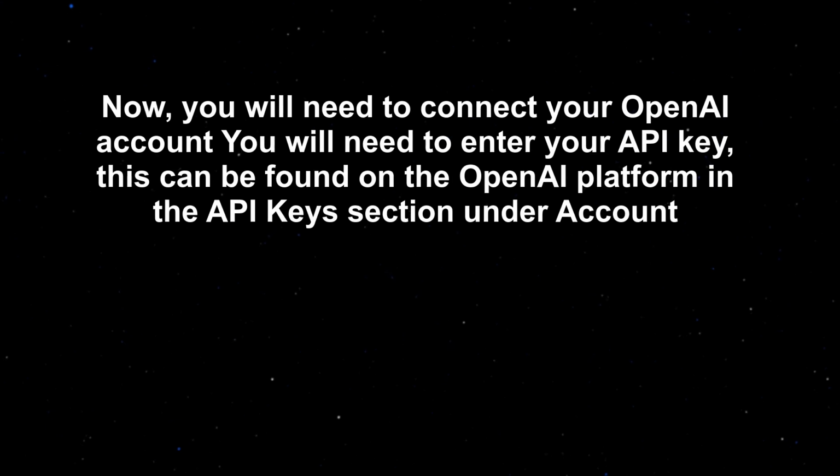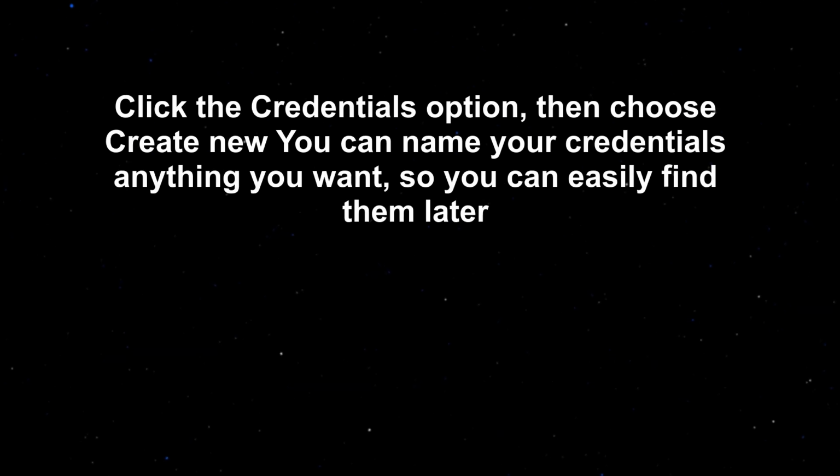Now, you will need to connect your OpenAI account. You will need to enter your API key. This can be found on the OpenAI platform in the API key section under Account. Click the Credentials option, then choose Create New. You can name your credentials anything you want, so you can easily find them later.